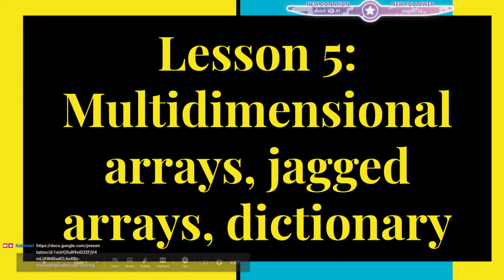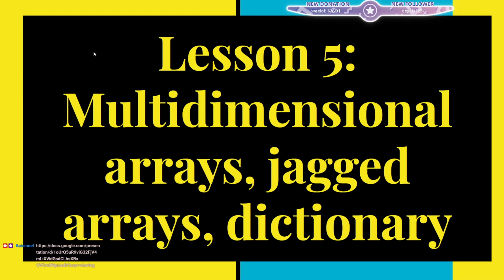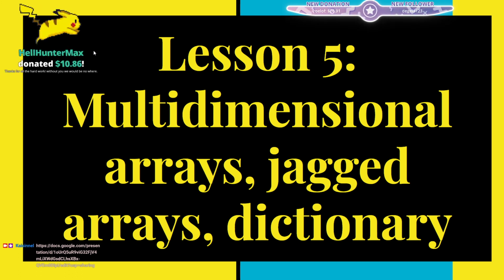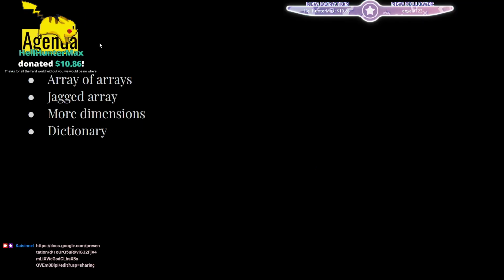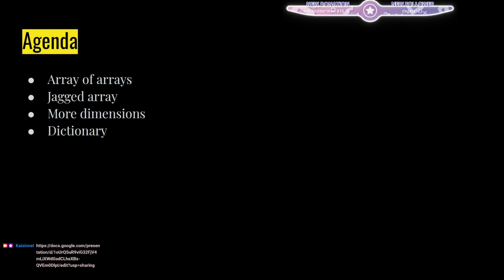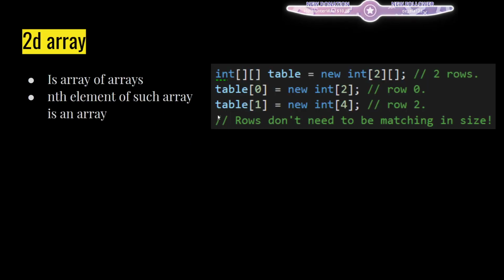So the purpose of this lesson is to talk about arrays, different kinds of arrays, and about one more data structure that is very commonly used. So we'll talk about array of arrays, multidimensional arrays, jagged arrays, arrays with more than 2 dimensions, and a dictionary. So let's start with 2D arrays.